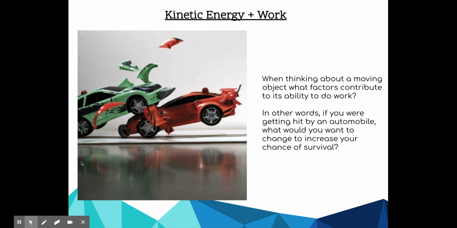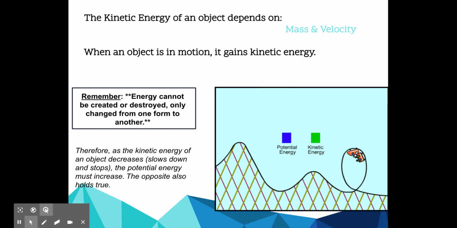If you were to unfortunately get hit by an automobile, even if you're at a stop sign, like I have had happen to me, somebody rear-ended me, what are two big influences on decreasing your injuries? What are the things you want to change to increase your chance of survival? Well, that would be the mass of the object hitting you, the mass of you, and how fast they're going. Well, believe it or not, kinetic energy of an object depends on mass and velocity.